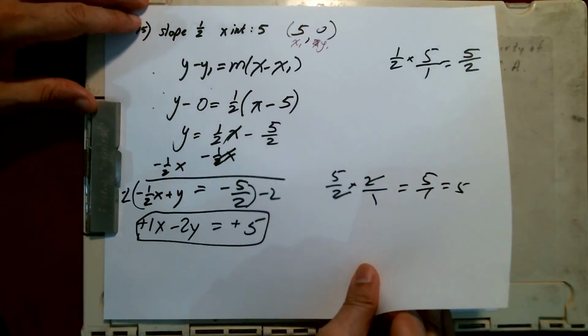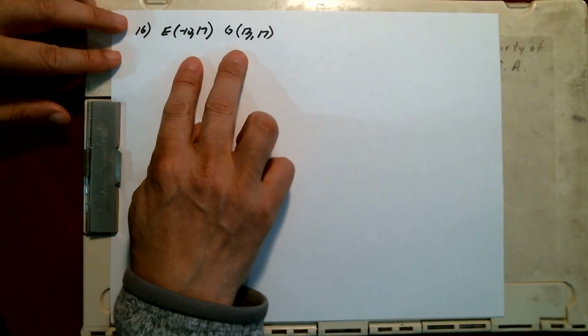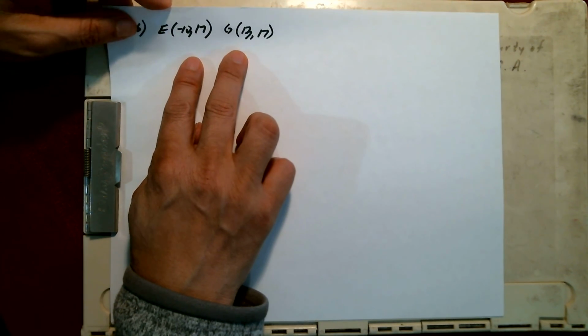Next page. You know how to do this one. You're given 2 points. We went over this.